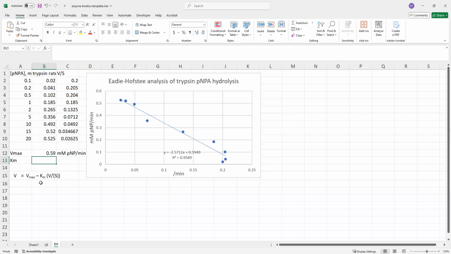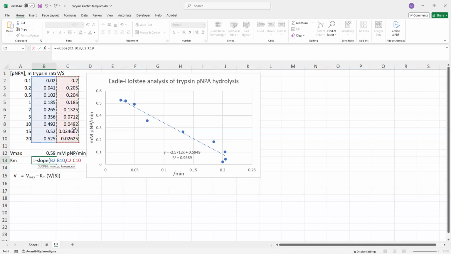Km from this plot is the slope, or the negative of the slope. So we're going to say equals minus slope. And similar to the formula that we used to find intercept, when you type in a command, it tells you how to find it. It says known y's. My y's are the velocities, and my x's are V over S, close parentheses.